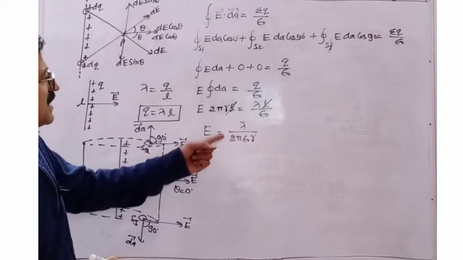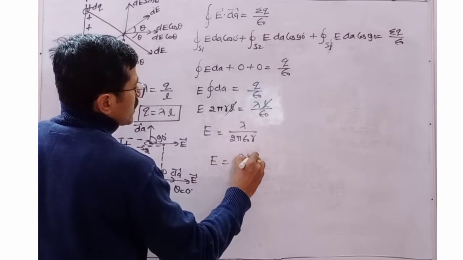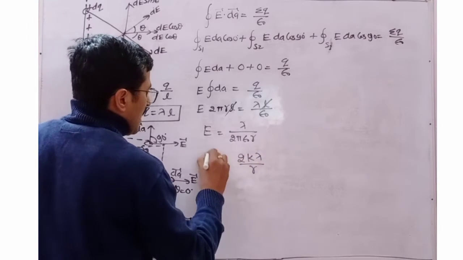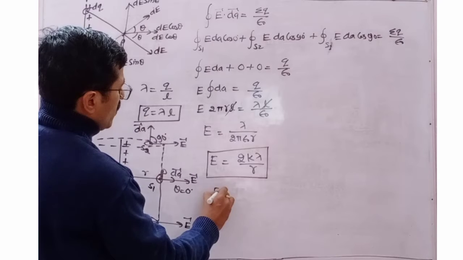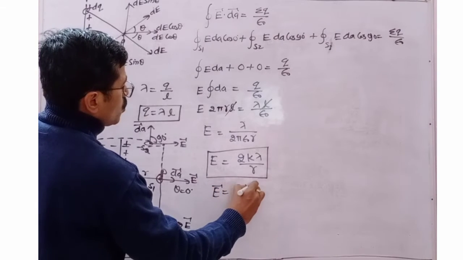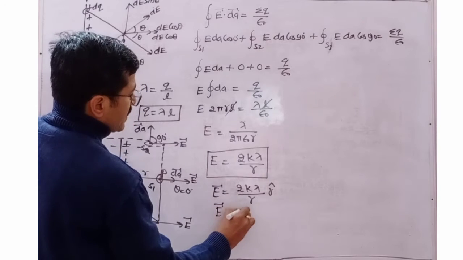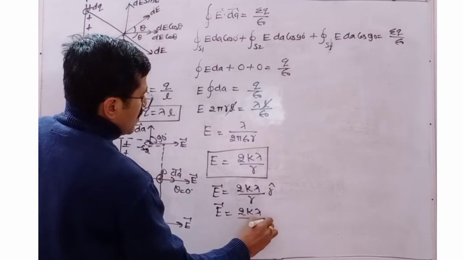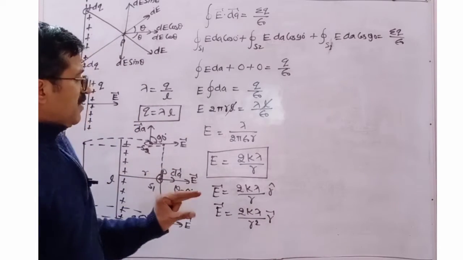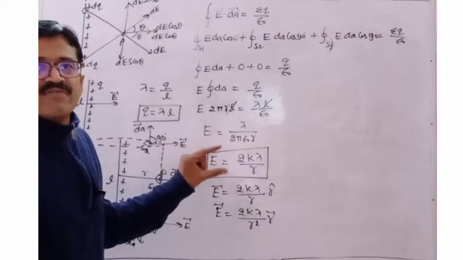If we multiply and divide by 2, we have E is equal to 2k lambda upon R, where k is 1 upon 4 pi epsilon naught. In vector form you can write E vector is equal to 2k lambda upon R R cap, or you can write E vector is equal to 2k lambda upon R square R vector. This is the electric field intensity due to line charge. This is the formula finally obtained.